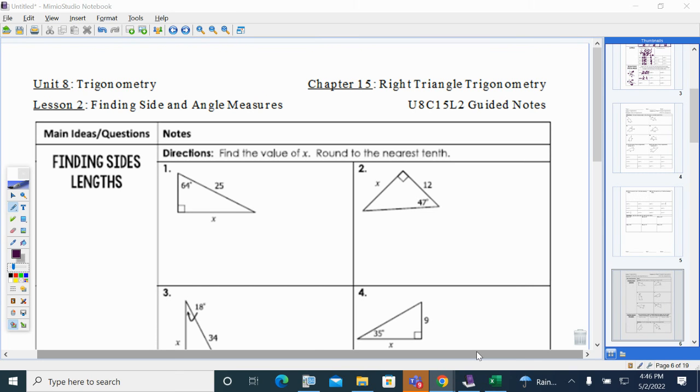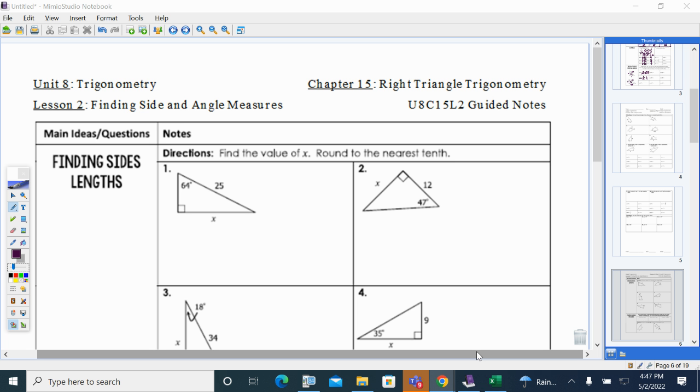This video is on Unit 8 on trig, Chapter 15 on right triangle trig, lesson number 2, finding side and angle measures. In this lesson, we are going to use our trigonometric ratios to find the missing sides or missing angle measures in a right triangle. In your examples here, the directions tell you to find the value of x, round to the nearest tenth.